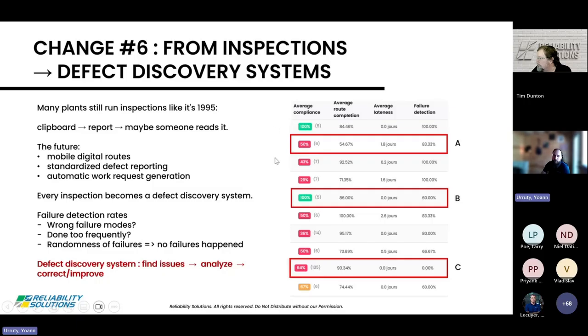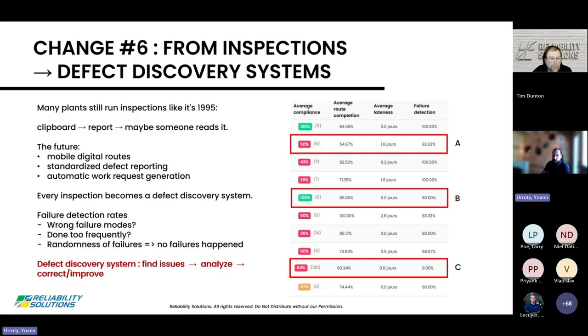So each row represents a route within an APM. And there's a couple of things we can look at, and what we're going to look at is the average compliance to the schedule and the failure detection rate of these routes. So what is the failure detection? It means that every time I executed that route, did I find at least one potential failure, right? Because that's what you want to do, right? If you execute a route or PM route or operator round, it's to identify future defects so you can fix them later.